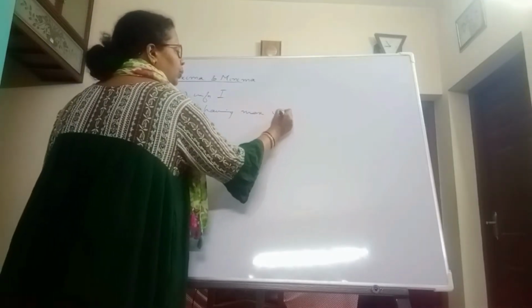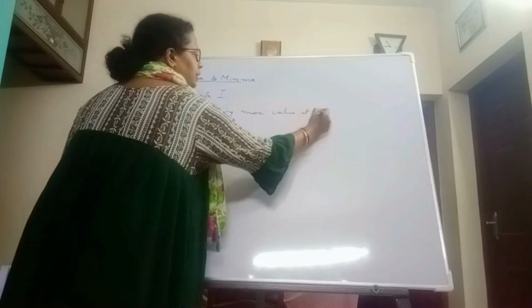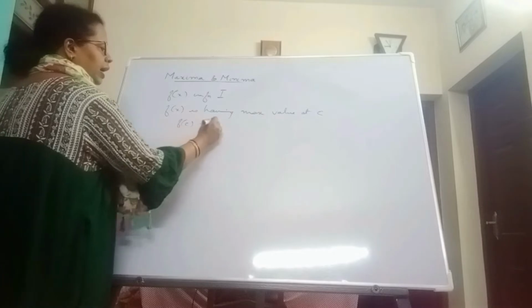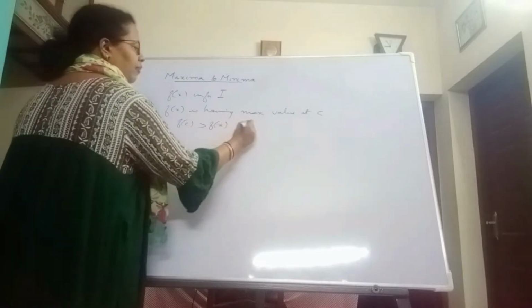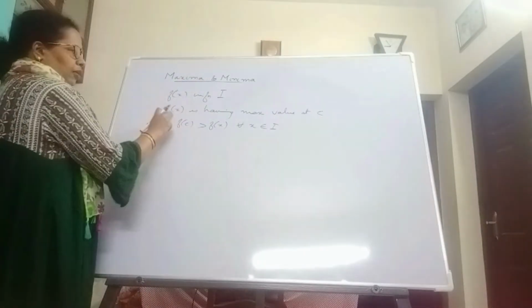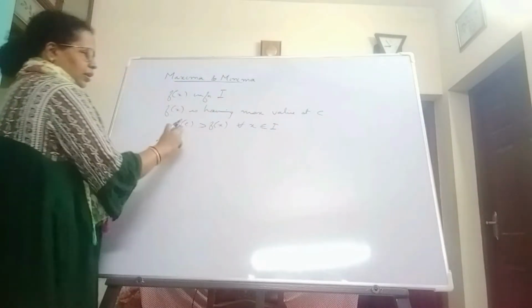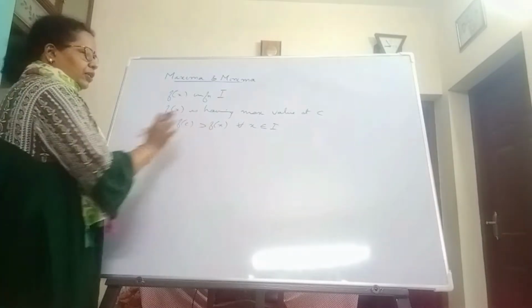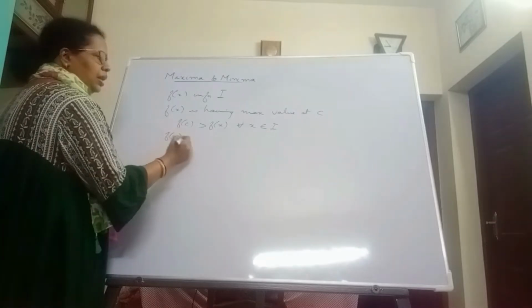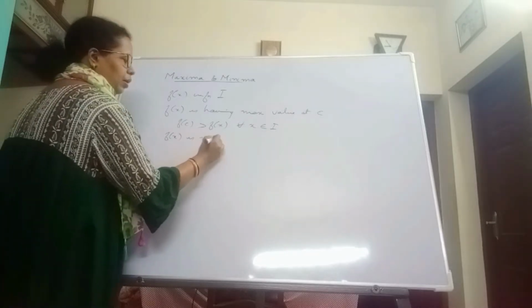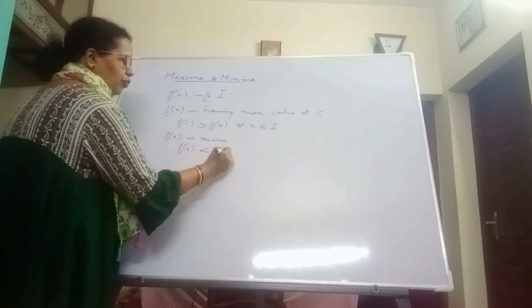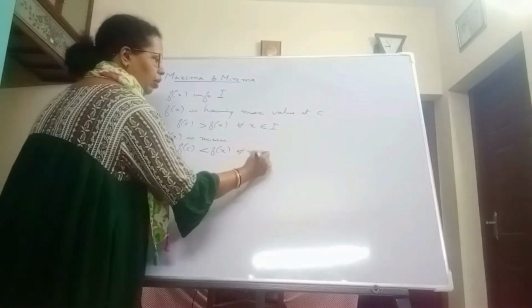F of x has a maximum value at c, at the point x equal to c, when f of c is greater than f of x for every x in the interval I. So what is maximum? F of x is maximum at c when f of c is greater than f of x for all x element of I. Similarly, f of x has a minimum at c when f of c is less than f of x for every x element of I.